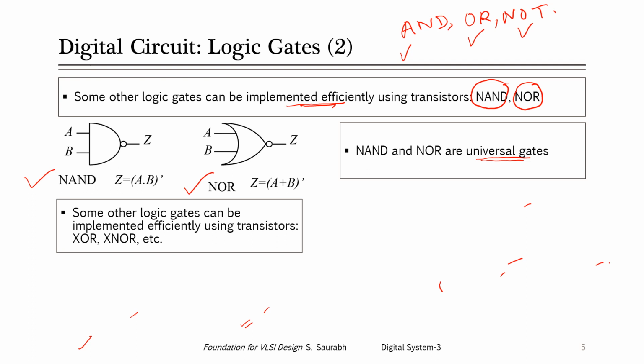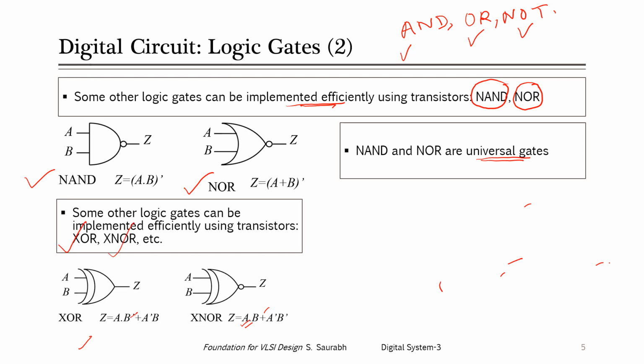Some other logic gates can be implemented efficiently using transistors, and those are XOR gates and XNOR gates. So this is the schematic symbol of an XOR gate, and this is the schematic symbol of an XNOR gate. XOR output Z is (A dot B) whole complement plus A complement B. So let us see what the truth table of this XOR gate will be.